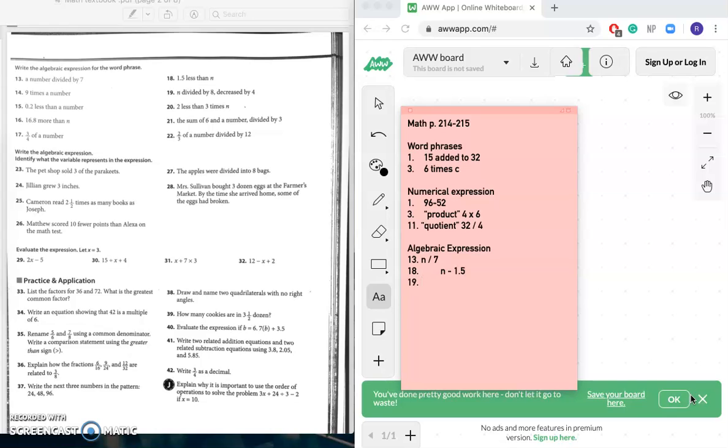19 looks a little tricky. Let's try that one. n divided by 8 decreased by 4. So n divided by 8, that's the easy part because it tells us right away. But what does decrease mean? Decrease means to subtract.